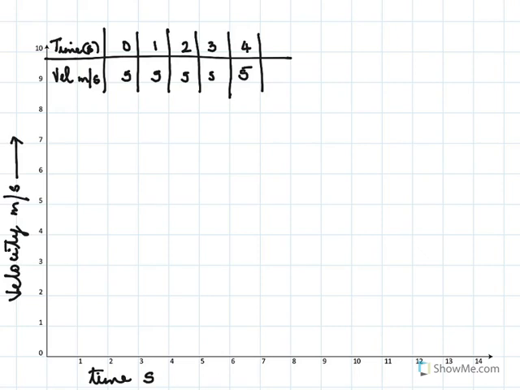In the first case, for time 0, the velocity is 5. So this is 5 at this point. For the next, for time 1 second, velocity is again 5. For time 2 seconds, the velocity is again 5. Again 5. This body for 3 seconds is also 5.